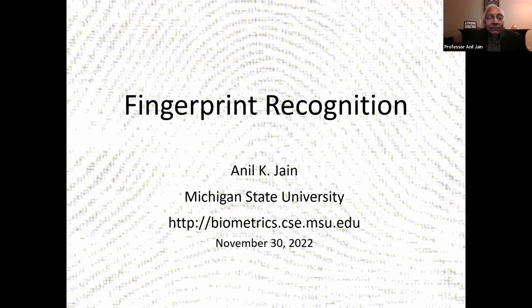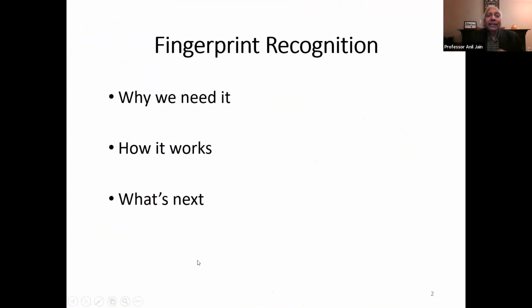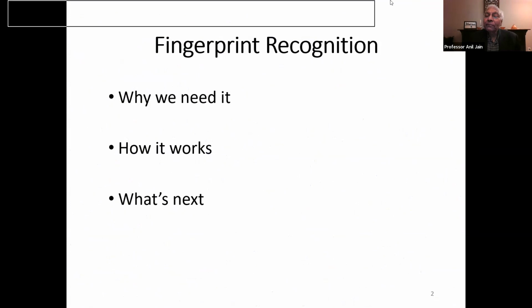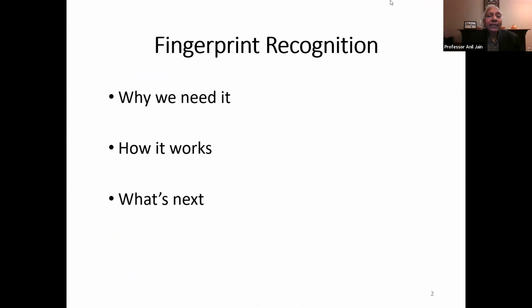And I still don't have the control. So if you can go to the next slide, please. Yes. So there are three things I would like to talk to you about: why we need fingerprint recognition, how fingerprint recognition works, and what's next.